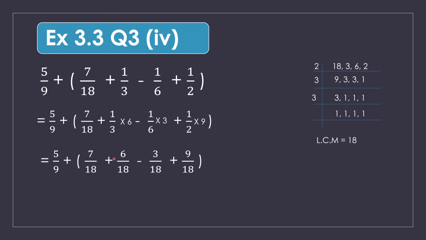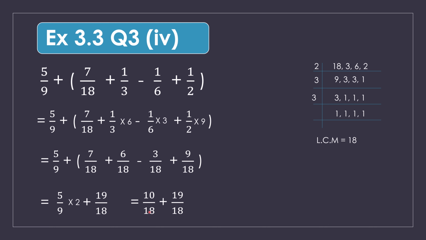You can add 7 and 6, then you can subtract 3 and you can add 9 at the same time, and your answer will be 19 by 18. Now, we will add them. Again, we have to follow the same procedure. We have to make the common denominator, and the common denominator is 18 over here. We will multiply 9 by 2 to make the denominator 18.